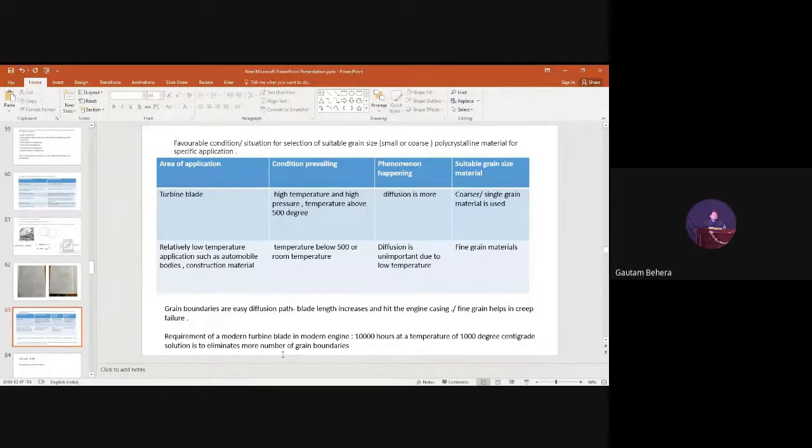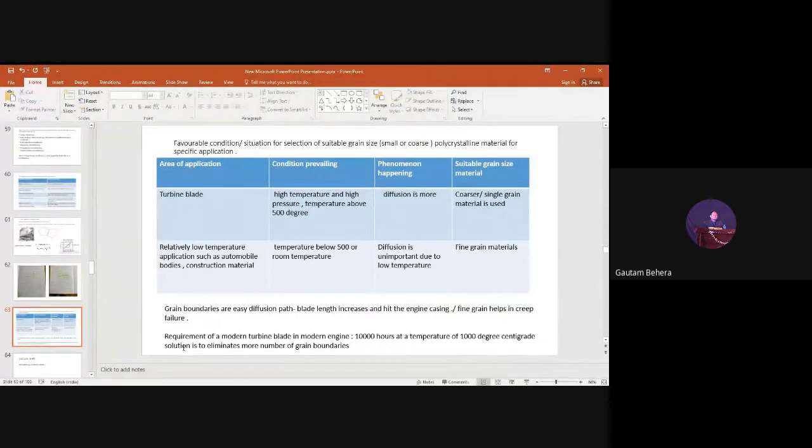Yes, sir. So that's why I have also written here, the requirement of a modern turbine blade. A modern turbine blade needs to work for 10,000 hours, right? At a temperature of, suppose, 1,000 degrees centigrade. So what is the solution then? How can you design the material? We have to use a single grain material. Single grain material means there is no grain boundary. No grain boundary means there is no diffusion. No diffusion means there will be no creep failure. The strength will be very high.